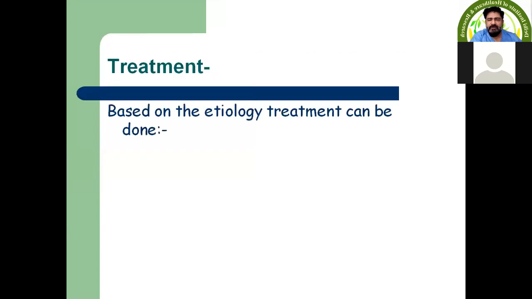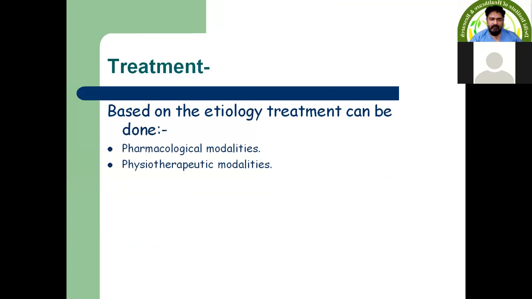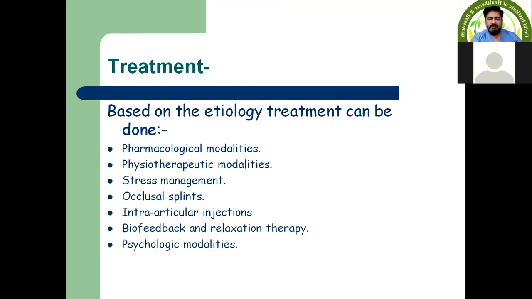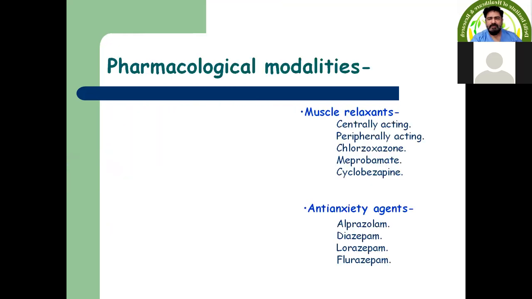Treatment can be done based on the etiology. Modalities include pharmacological, physiotherapeutic, stress management, occlusal splints, intra-articular injections, biofeedback and relaxation therapy, and psychological modalities. Muscle relaxants are mostly centrally acting or peripherally acting, like chlorzoxazone and meprobamate, cyclobenzaprine.